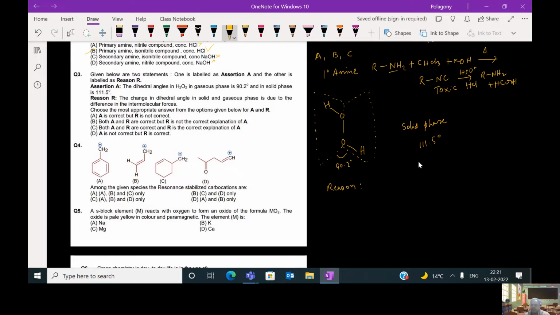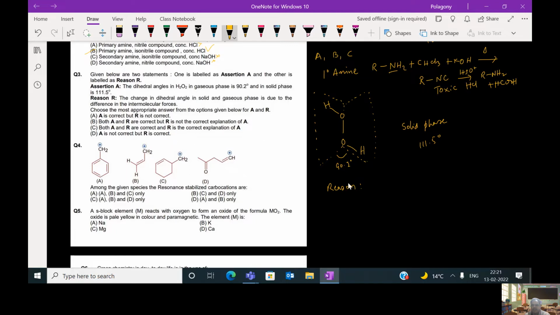So, from this, what is the correct option? A is correct but R is not the correct explanation. Or both A and R are correct and R is the correct explanation of A. Or A is not correct, but R is correct.